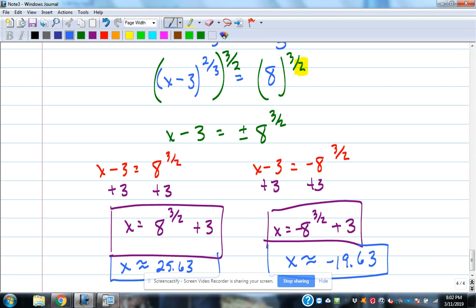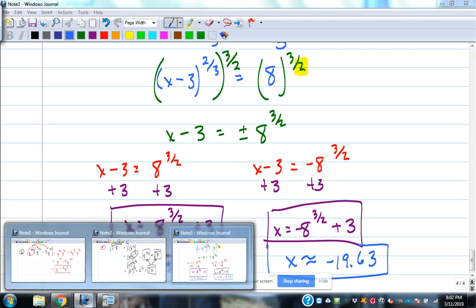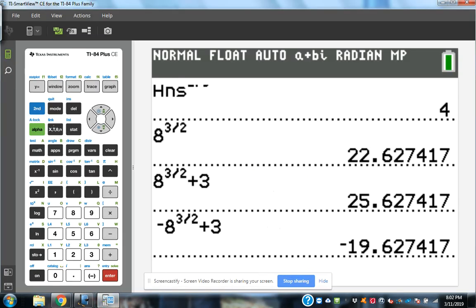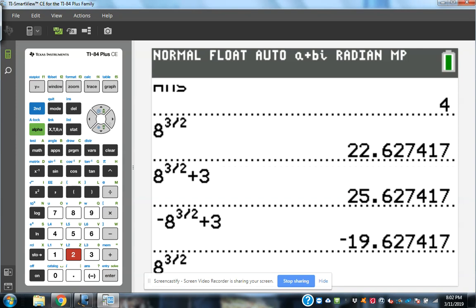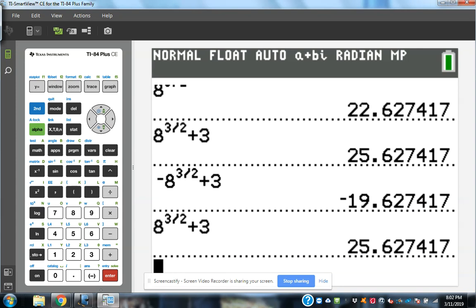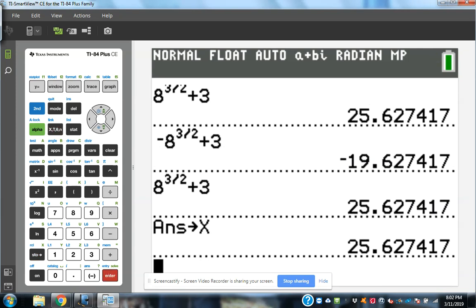One way that you could keep the exact one and not get any rounded values, if you wanted to store something as x, I could do 8 raised to the 3 over 2 power plus 3. And if I want to store that as x, there's a button right here on the bottom left of your calculator that says STO. That's store. And then I can hit X and hit enter. And now anywhere I type an X on the regular calculator screen, it'll use that decimal unrounded.